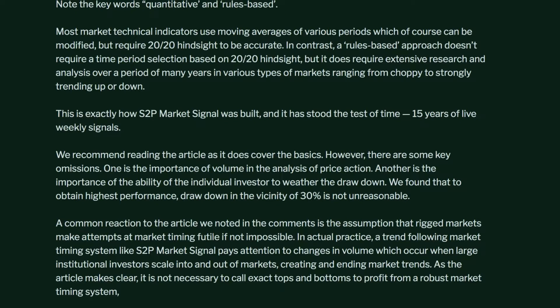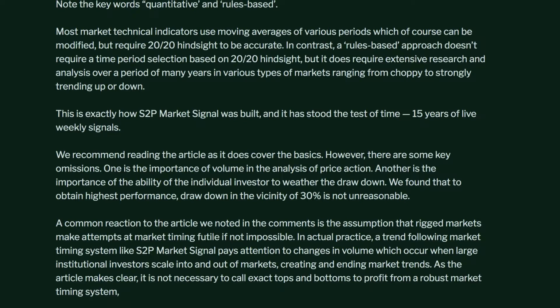We recommend reading the article as it does cover the basics. However, there are some key omissions. One is the importance of volume in the analysis of price action. Another is the importance of the ability of the individual investor to weather the drawdown. We found that to obtain highest performance, drawdown in the vicinity of 30% is not unreasonable.